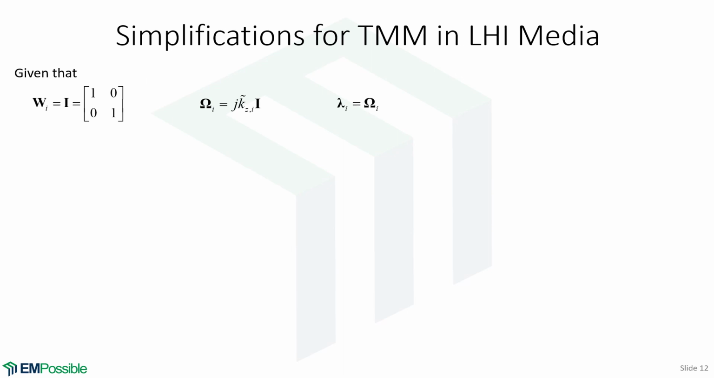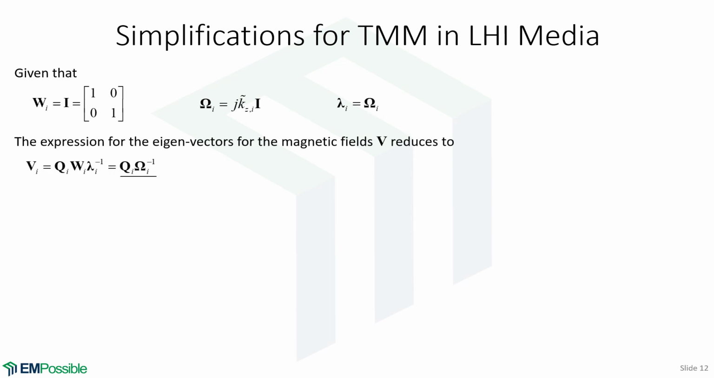More useful things happen. So here's where our conclusions from the previous slide come in. Somewhere along the way, we need to calculate the eigenvector matrix for the magnetic fields. Well, this was the equation we had when we did that. However, since all of our W's are an identity matrix, that falls out of the equation. So we have a little bit simpler equation for calculating the eigenvectors for the magnetic fields.